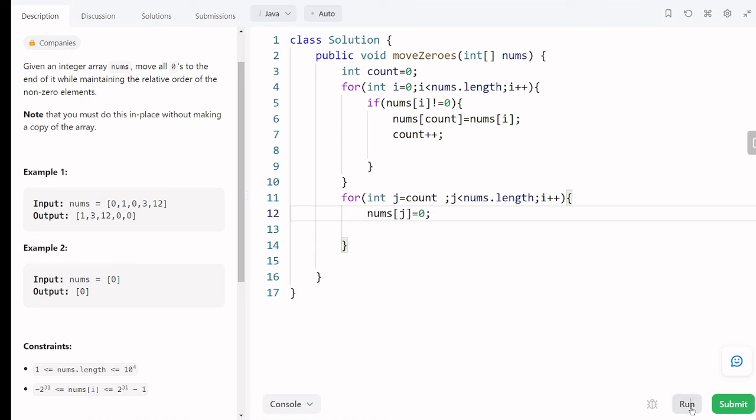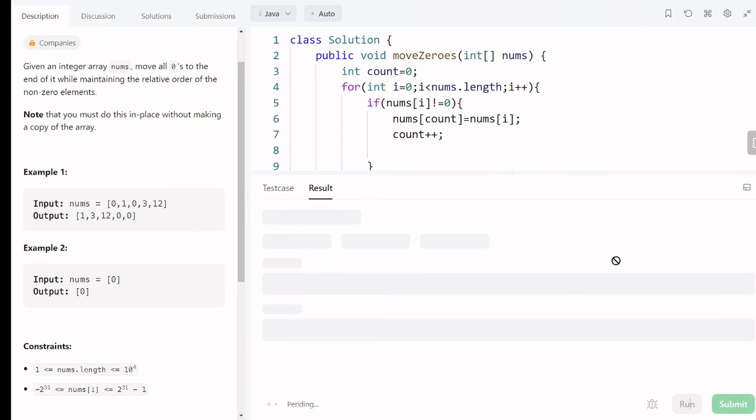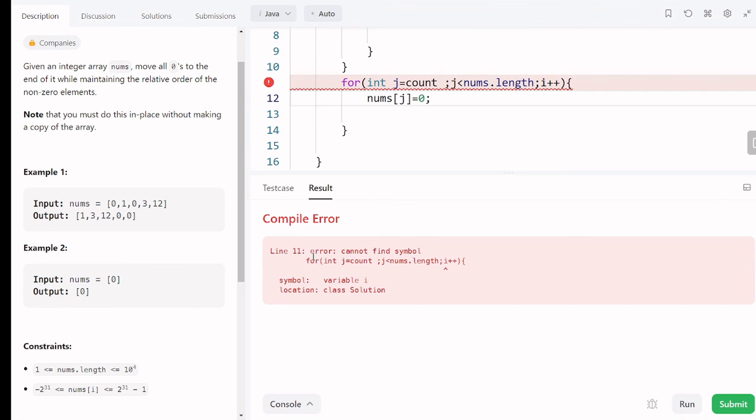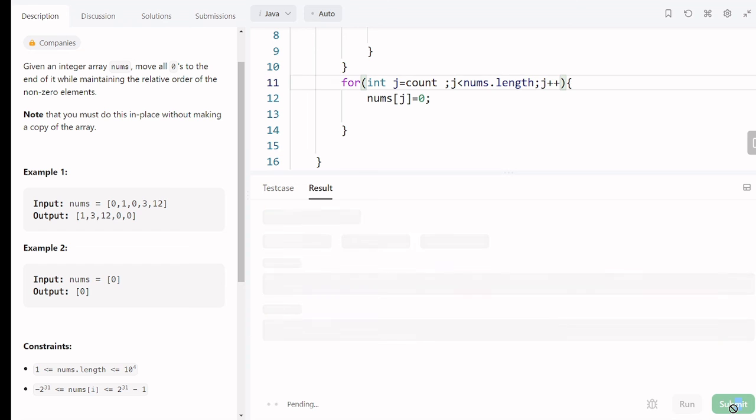Okay, so I run this code. It's taking some time. Yeah, some error found in nums.length, in the j condition at line number 11. The problem is that I used i instead of j in the j condition. Then I submit this code.